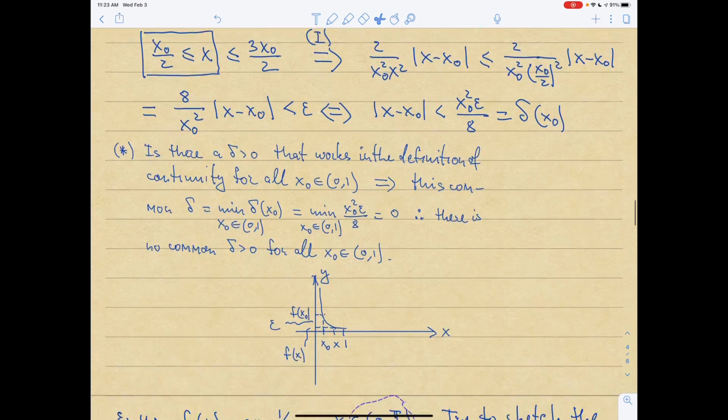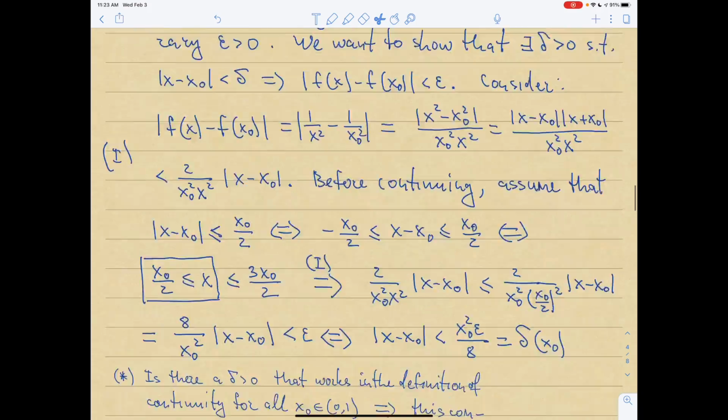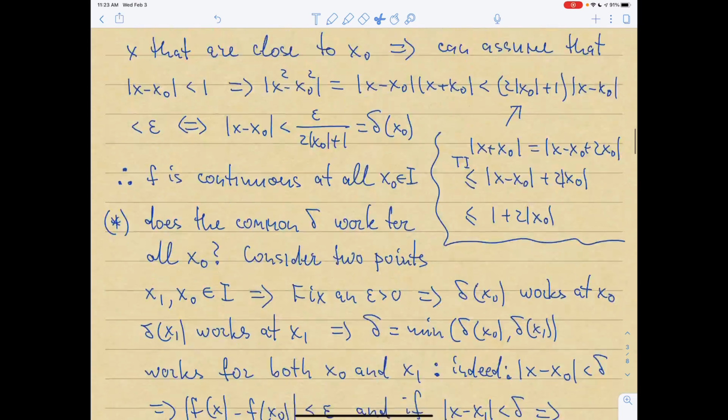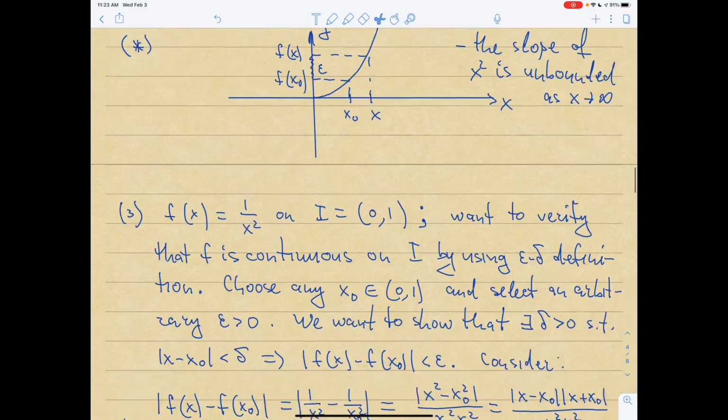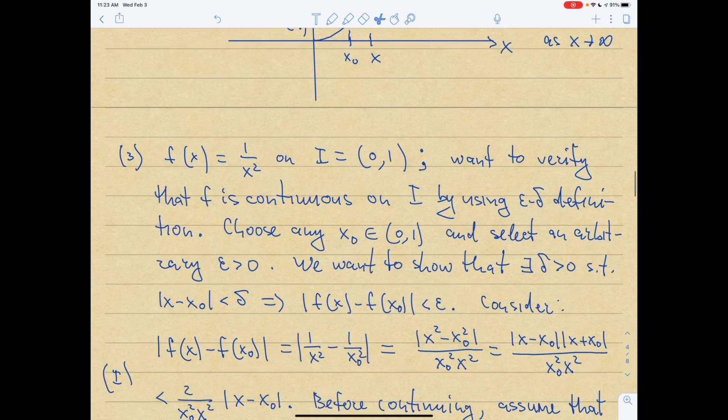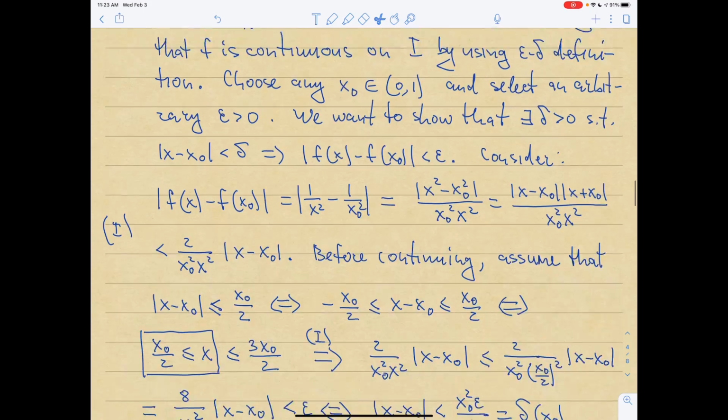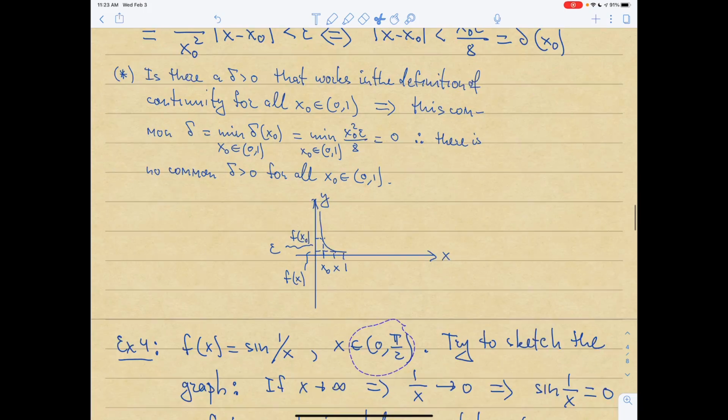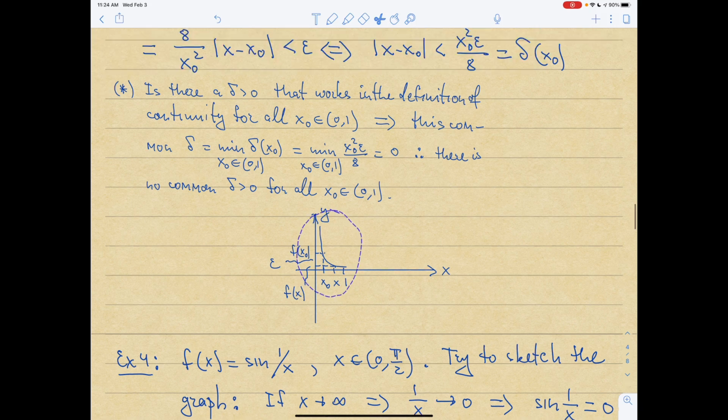In the case of example number 3, f of x is 1 over x squared on the interval from 0 to 1. Once again, looking at the graph, the function is continuous on an open interval from 0 to 1, or half open, including 1. But it cannot be made continuous at 0 because the function goes to infinity. So still we have a continuous function, but the interval is not closed.